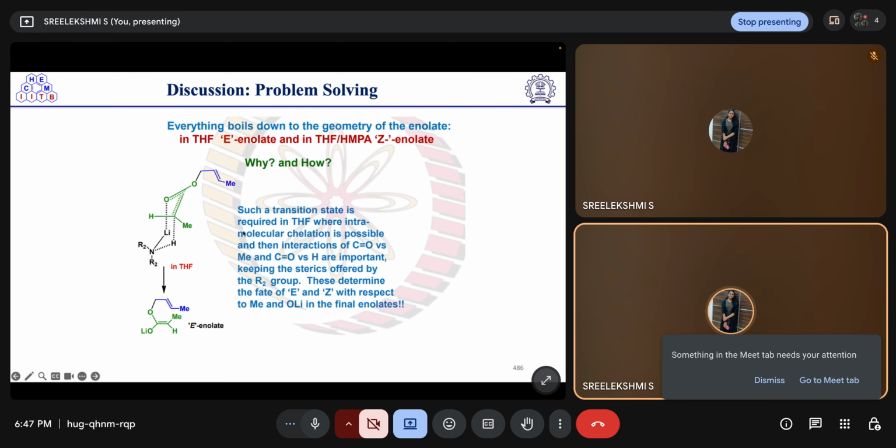And why is this happening, why is THF giving one product, and why is the mixture of THF and HMPA giving another product? As we said, in THF specifically the E-enolate will be favored, and in a mixture of THF and HMPA the Z-enolate is favored. Why that is, is given here.